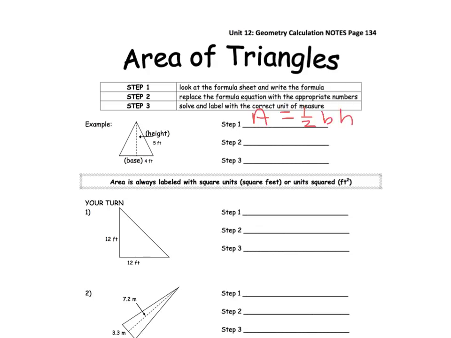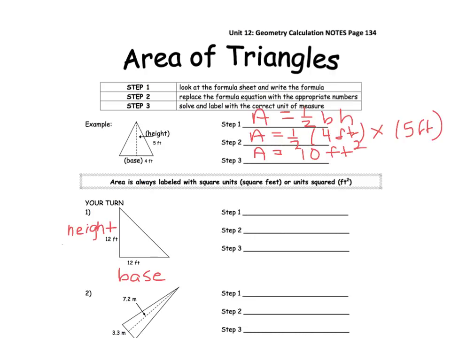Step 2, replace B and H with the appropriate numbers. A equals 1/2 times 4 feet times 5 feet. Step 3, solve and label. A equals 10 feet squared. Remember, area is always labeled with square units.